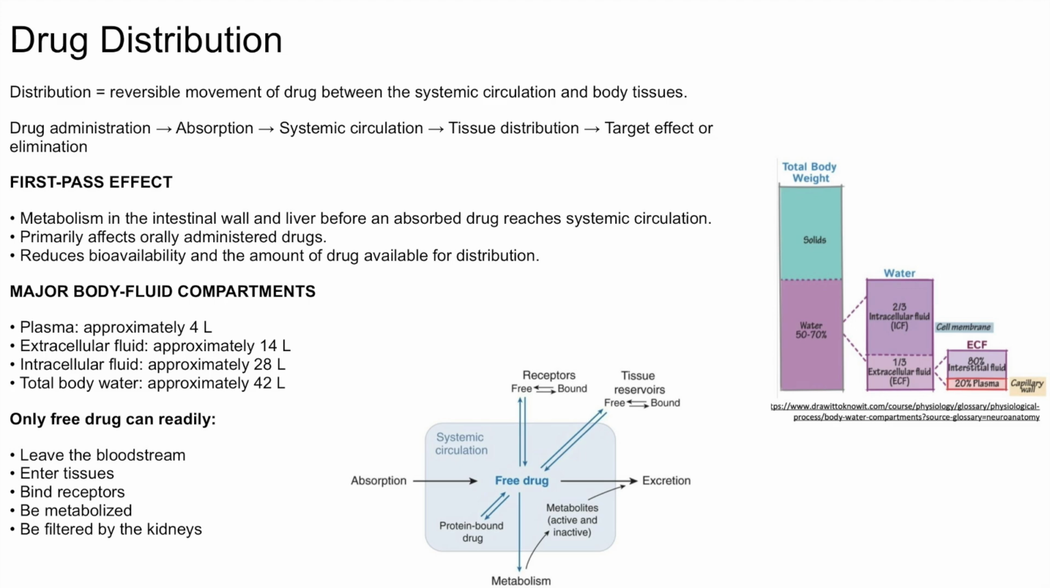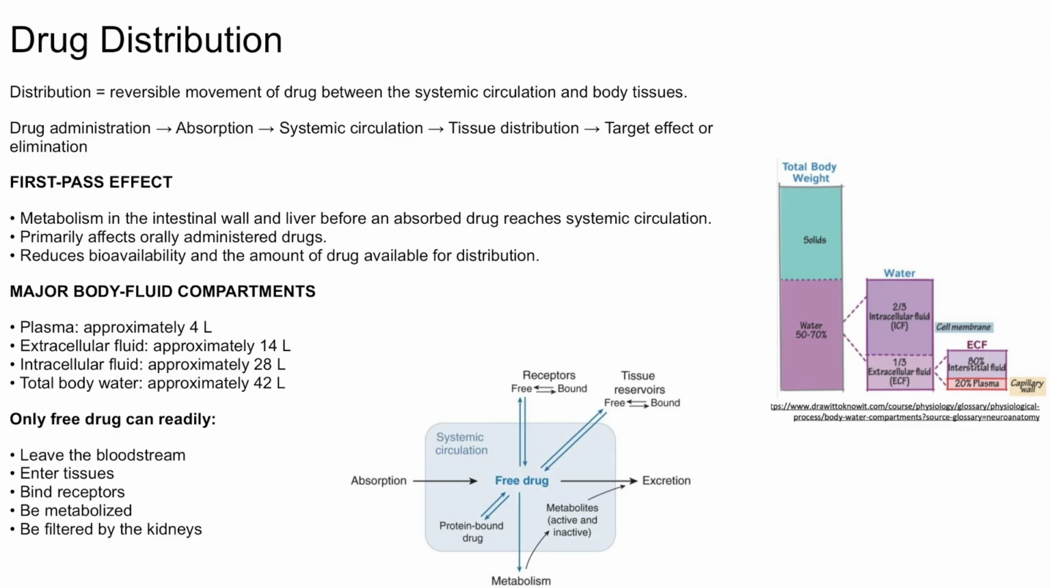All right, so distribution is the reversible movement of a drug between the systemic circulation and body tissues. After entering the bloodstream, free drug can move into tissues, bind receptors, undergo metabolism, or be filtered by the kidneys, as we've said before. The major fluid compartments help predict where a drug may distribute.